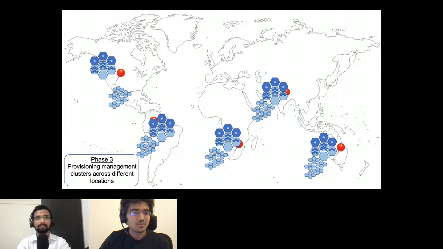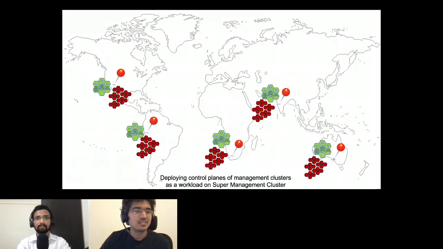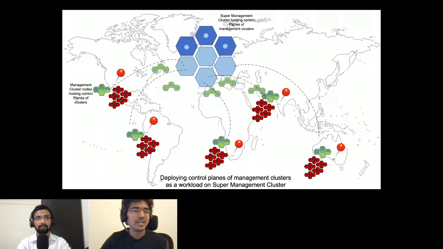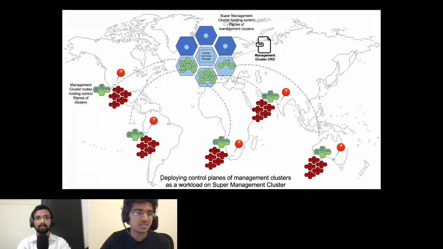To be honest, looking at the kubeception and the recursive approach, I would go bold and introduce another cluster. Let's call it a super management cluster, and I would migrate the control plane of these management clusters to this super management cluster's workload.